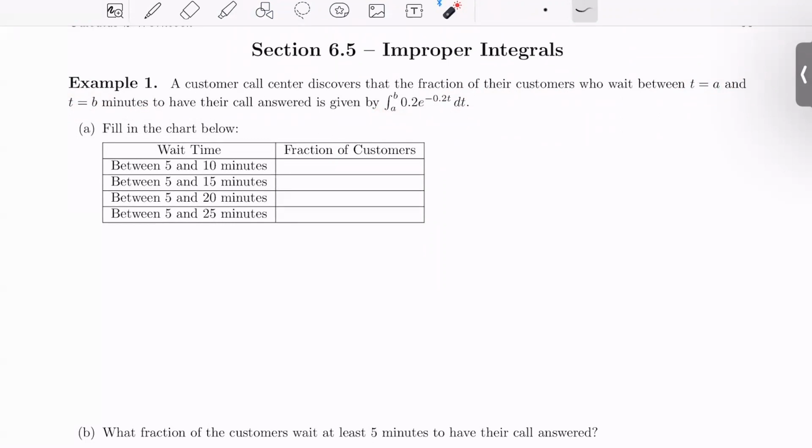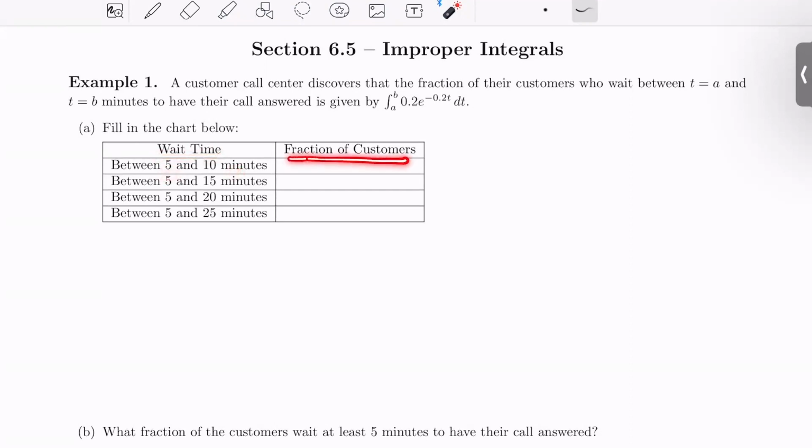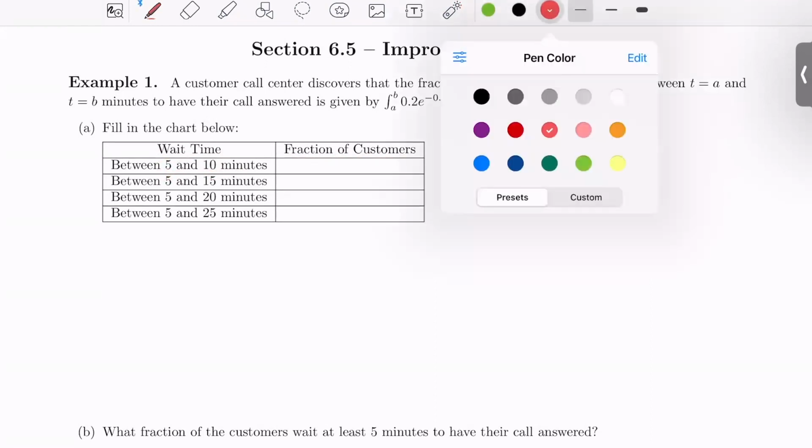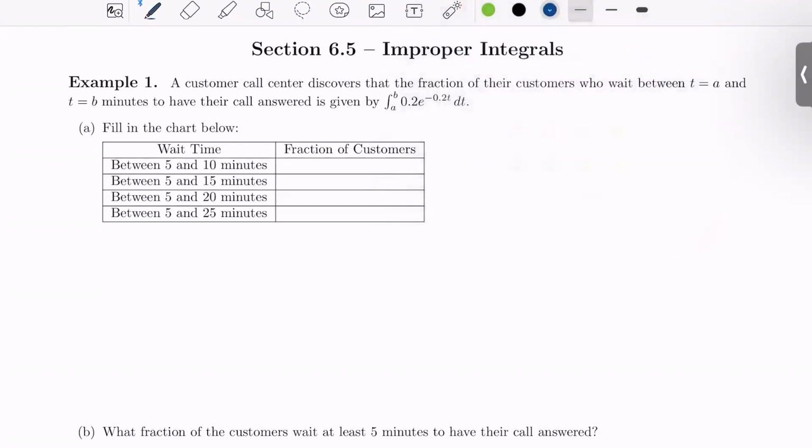So in part A, we need to fill in the table or chart given. Here we're asked about wait times between 5 and 10 minutes, and what fraction of the customers wait between those two times. So we're going to use this integral to compute all of those values, and in each case, we'd have to compute this integral where we change A and B.